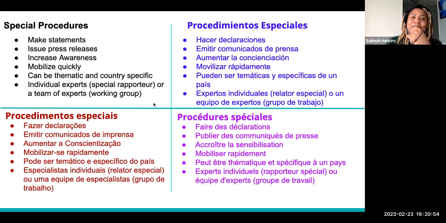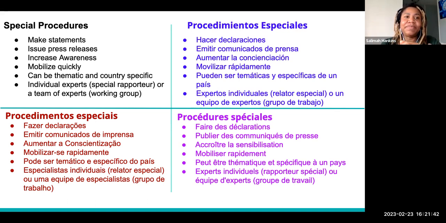Okay, now let me talk about special procedures. Obviously, this is not everything that they can do. There are whole classes just on special procedures, but this is a little bit of a taste. So they can make statements. Say you have an issue happening in your country or in your region, and you want to bring awareness to it. Special procedures could do that. You could go to a working group, or a special rapporteur that deals with that particular issue, or sometimes that particular country, and you can ask them to act. It can be powerful to have a statement from the UN about your issue.